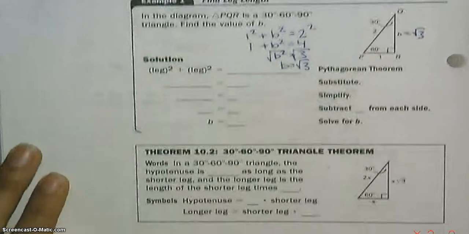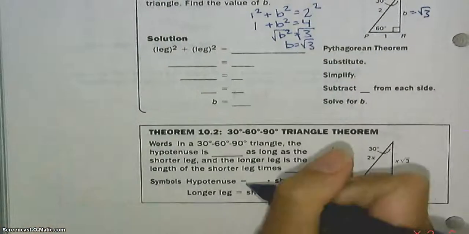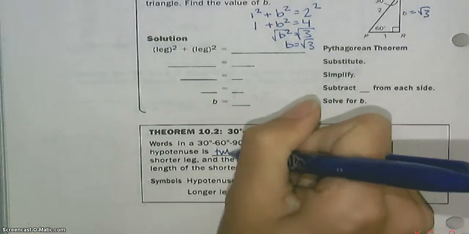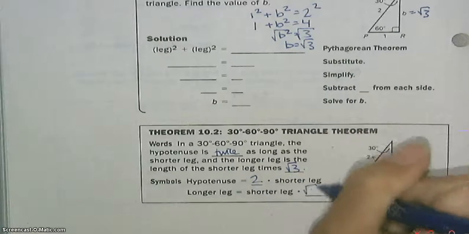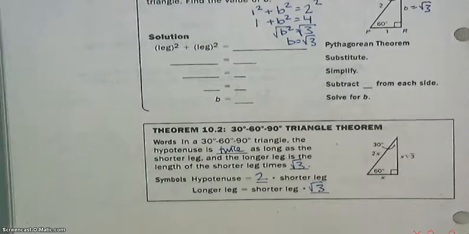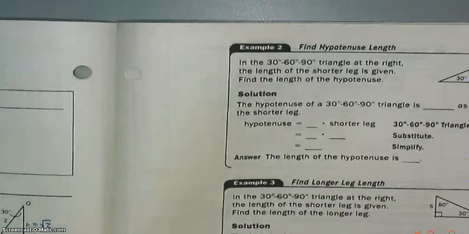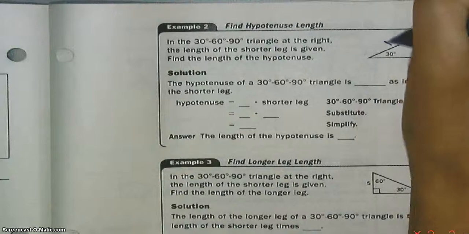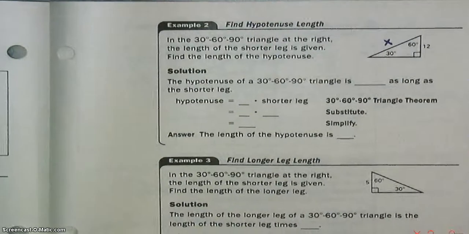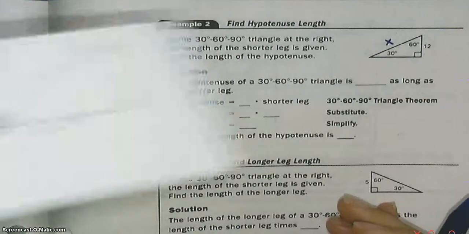Here's if you want to memorize the formulas. The hypotenuse is twice as long as the shorter leg, and the longer leg is root 3 times the shorter leg. So here we have: find the length of the hypotenuse. So that's right here. You can memorize the formulas, or maybe you know the pattern, but if you don't, we can write a proportion.